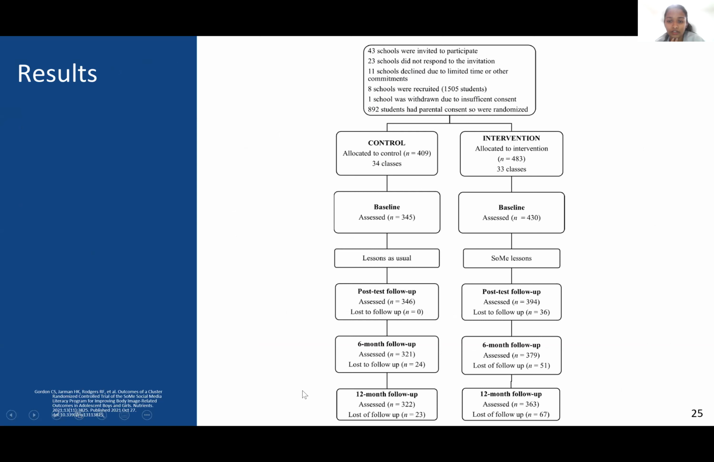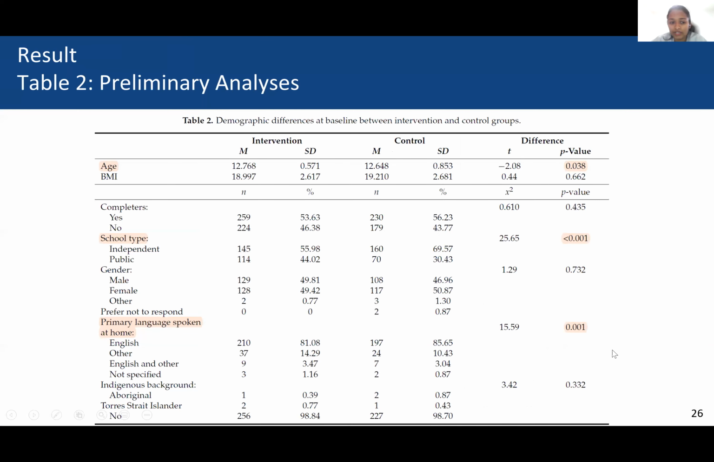So we'll now look into the results. This is a flow chart of the participants. A total of 892 participants completed at least one survey over the 4 time points. There were around 775 at baseline, 740 at post-intervention, around 700 at 6-month follow-up, and around 685 at 12-month follow-up who completed the questionnaires.